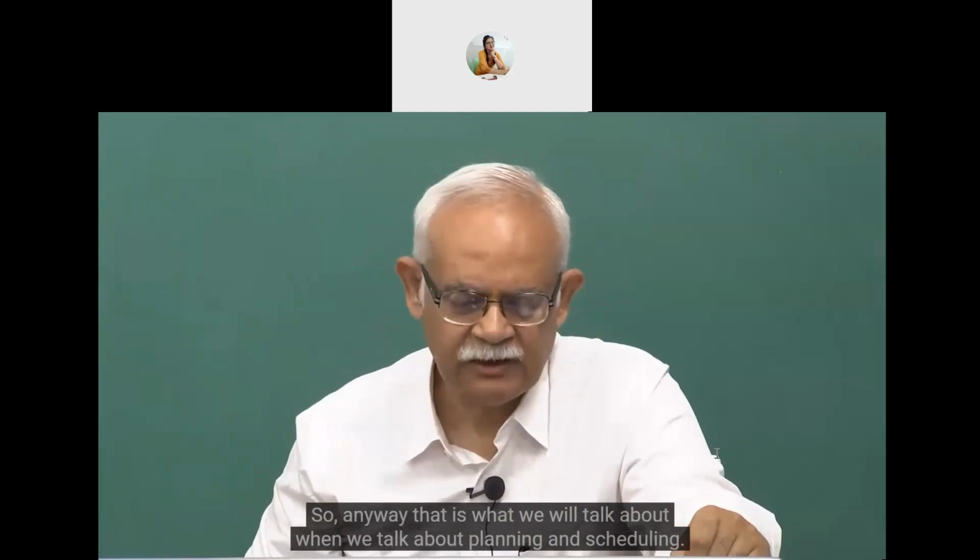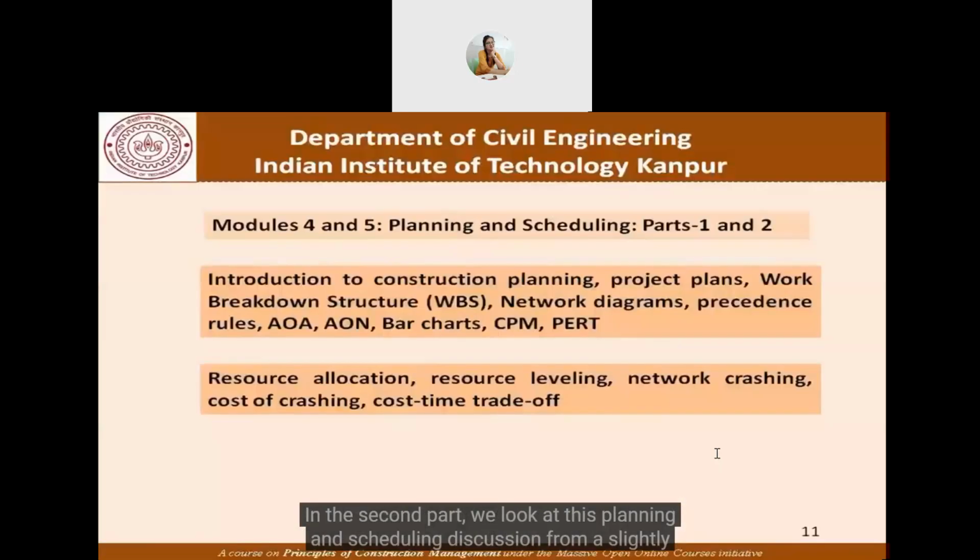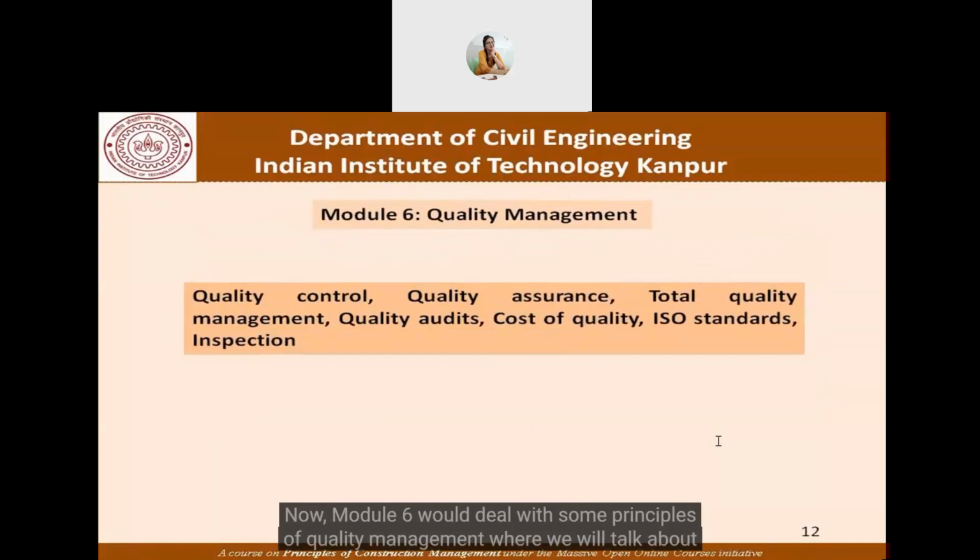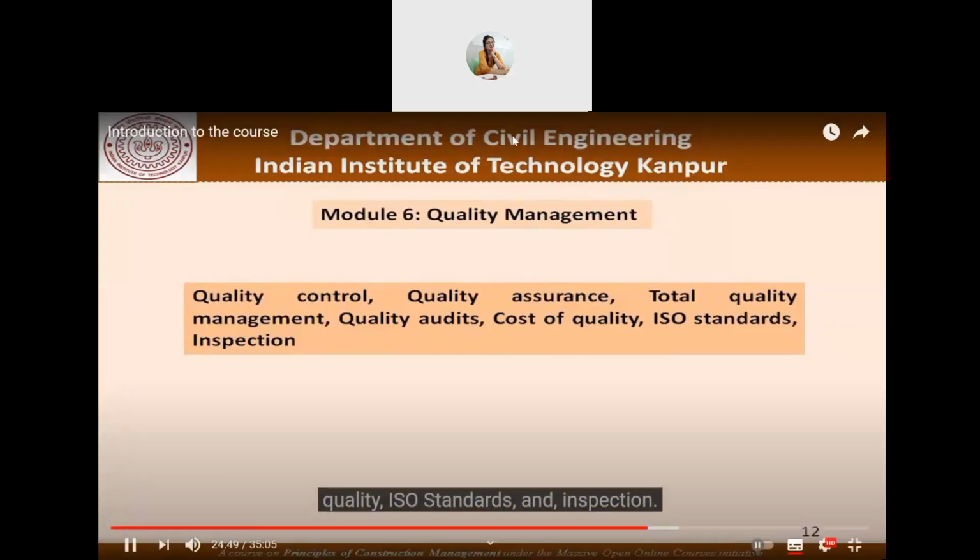In the second part, we'll look at this planning and scheduling discussion from a slightly different perspective and talk about resource allocation, resource leveling, network crashing, the cost of crashing, and the cost time trade-off. Now, module 6 would deal with some principles of quality management, where we'll talk about quality control, quality assurance, total quality management, quality audits, the cost of quality, ISO standards, and inspection.